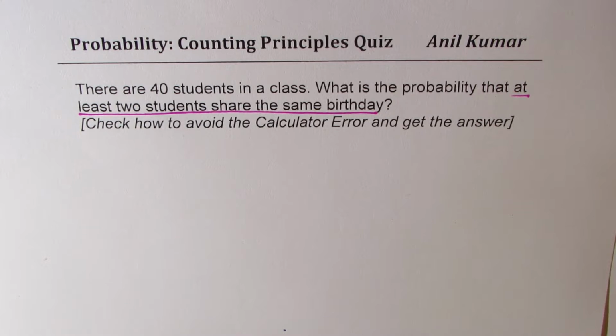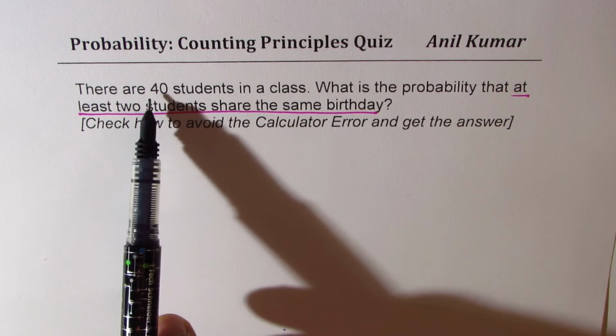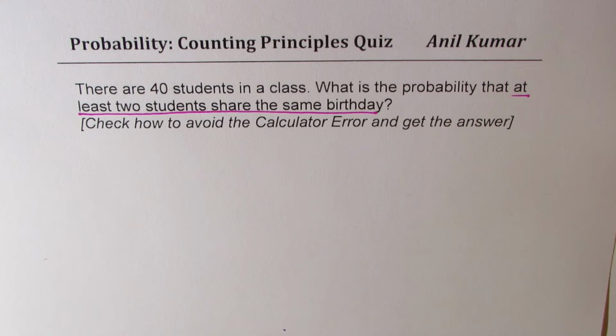I do have videos where same question has been solved using students less than 40. So everywhere, most of the time, you will see that the number of students are less than 40. 40 is kind of critical number for such questions. You will soon realize why. So let's get into the question now.